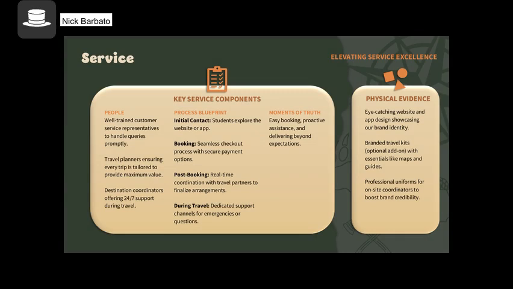Next, let's discuss service. Delivering exceptional service is a key differentiator for Broken Bold. Our team includes customer service representatives trained to handle queries with empathy and responsiveness. Travel planners work behind the scenes to tailor each trip, while on-the-ground coordinators provide real-time support during travel. The service journey begins when students first interact with our website or app, guiding them through the seamless booking and preparation. During their trip, our dedicated support ensures that any challenges are addressed promptly.